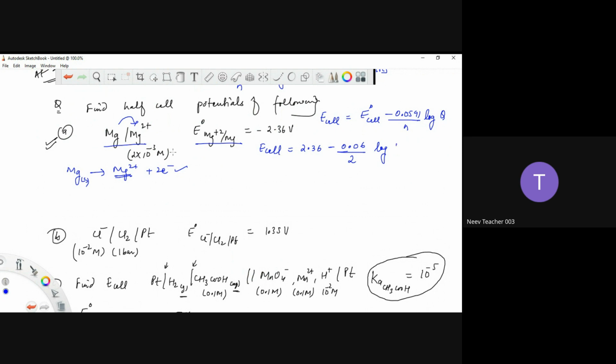So what is the concentration of Mg2+ given? 2 into 10 to the power minus 3. Solve it. So it comes out as 2.36 minus 0.03, and that will be what? That will be minus 3 plus log 2, which means 0.3, so you're left with minus 2.7. So 2.36 minus, this minus becomes plus, so 0.03 into 2.7. Just calculate it. What is going to come? 2.36 plus, if you multiply this, what are you going to get?